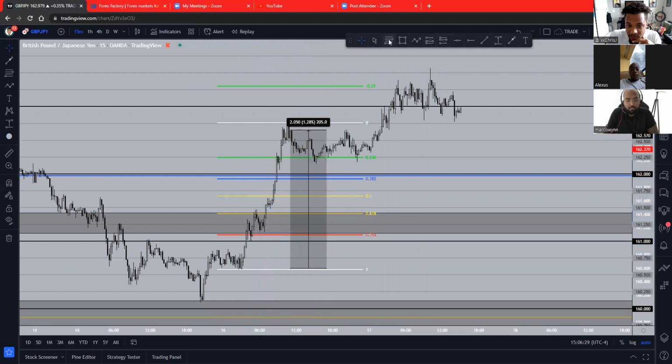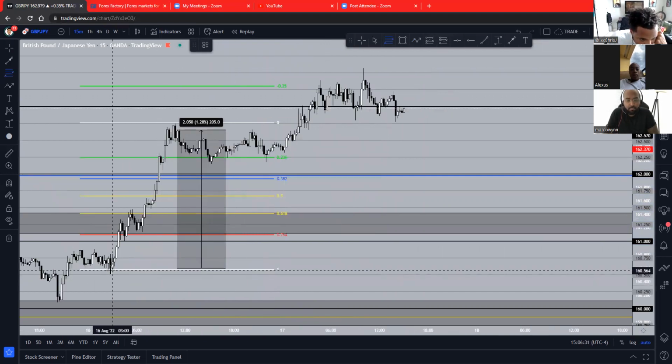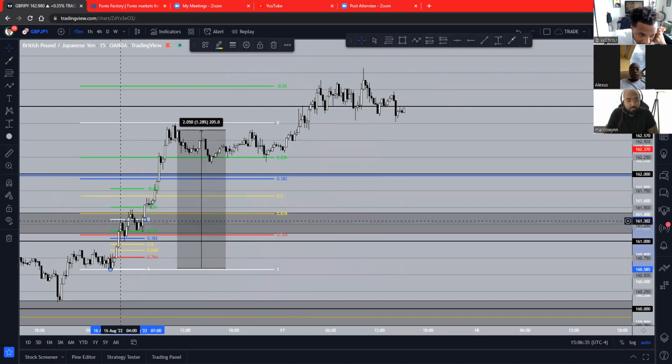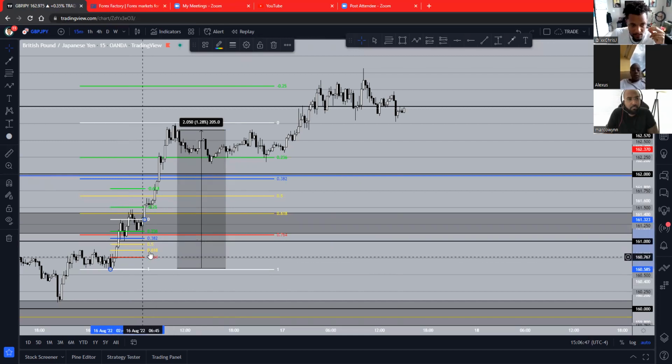If I draw a fib from here to this high right here, we had a rejection of this 0.38, and we also had a rejection of this 161 quarter point. So that could have been an entry for you, right? You never know. You see what I'm talking about?